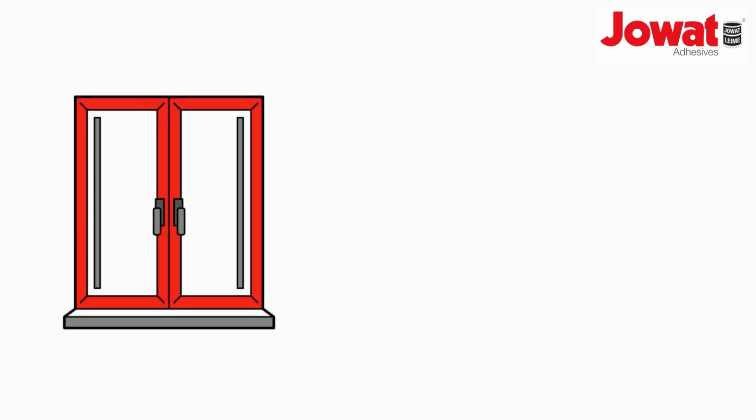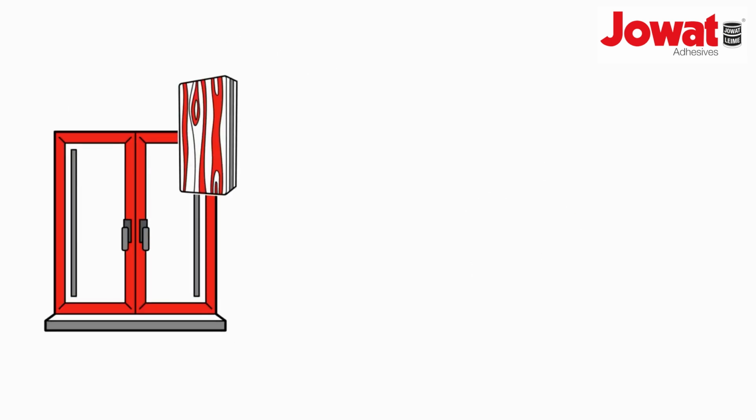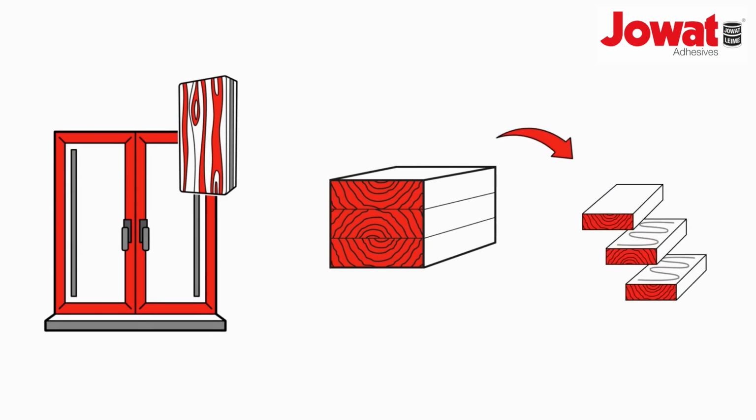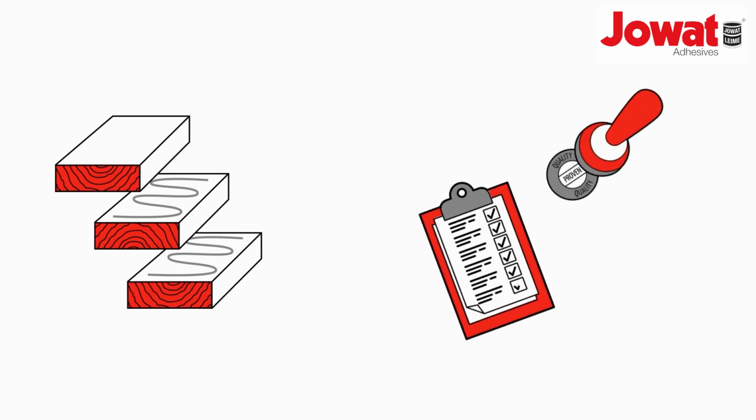Windows are building elements that have a significant impact on the energy efficiency of buildings. At the same time, windows must withstand the effects of weathering for many years. Wood windows are made of so-called window scantlings, which consist of several layers of wood glued together. The bonding between these layers has to comply with strict standards and is defined by minimum quality requirements.